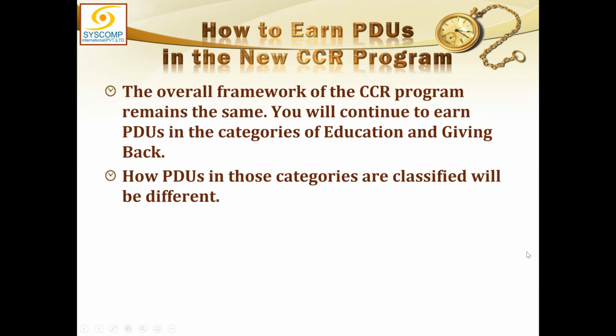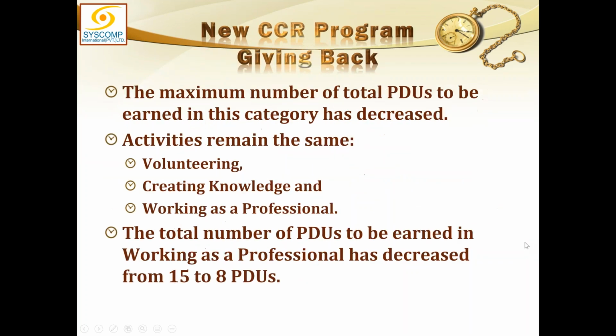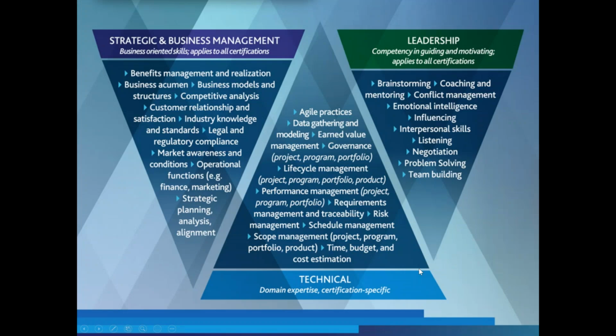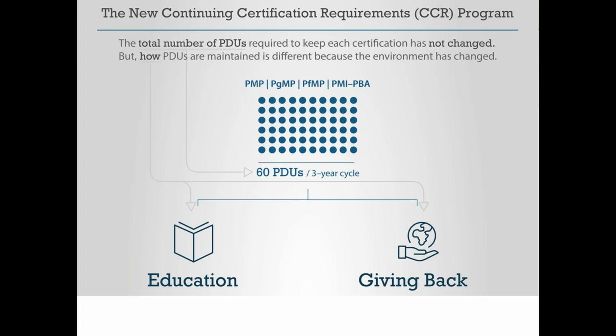I think you must already be gaining your PDUs, and you are already using projectmanagement.com and other sources. So you already know and understand what a talent triangle is, and how you gain and mark PDUs respectively. It is all given here. If you want to learn more about it, you need to have 60 PDUs, and some of them could be by gaining education, some of them could be by giving it back.